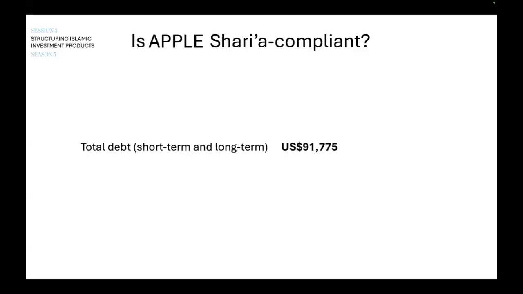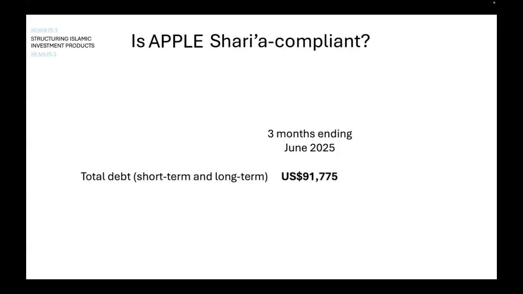We have to look into some other financial screens as well. For example, debt equity ratio. This is an important consideration when the stocks are screened from the Sharia viewpoint. So in the same financial reporting, we found out that total debt, short-term and long-term, of Apple was 91,775 million. So about 91.7 billion. And this was a 3 monthly quarterly figure. And this is the latest figure I could get hold of for the purpose of sharing this information with you.